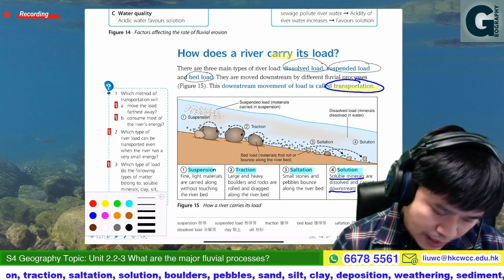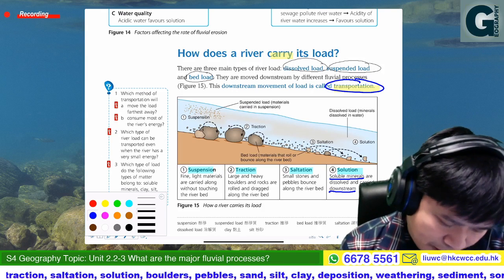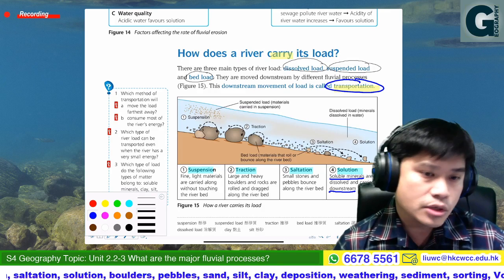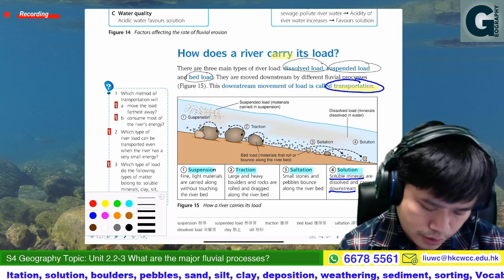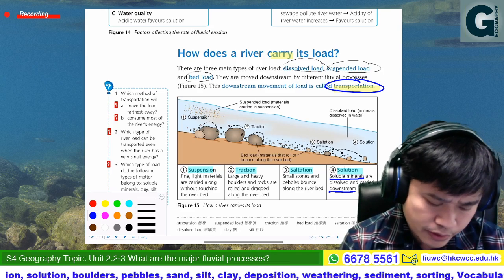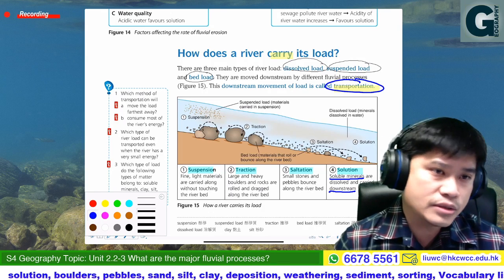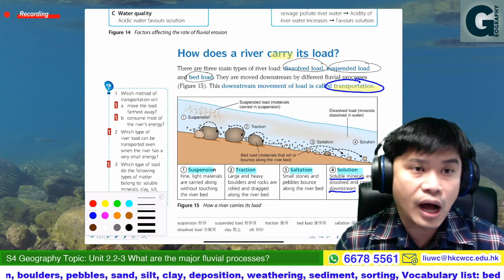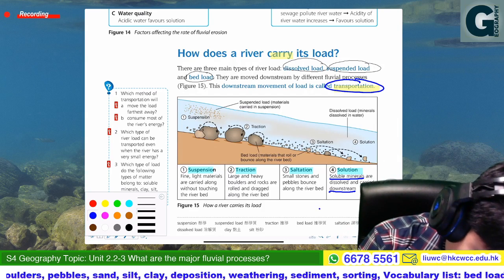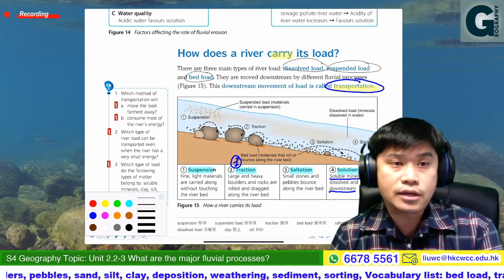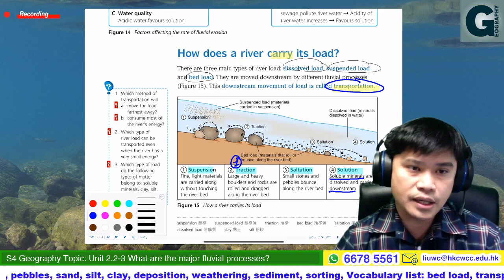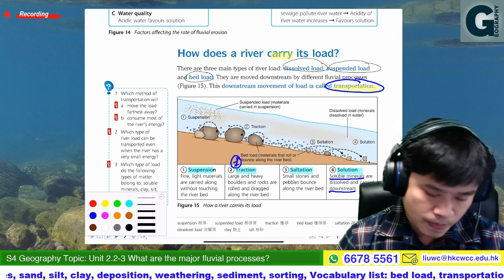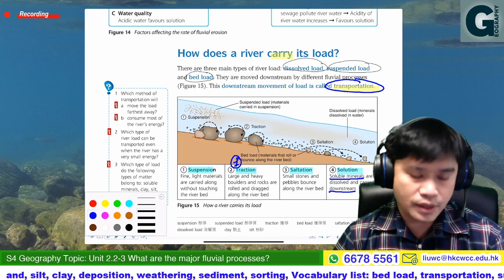The next three are called suspension, traction, and saltation. For this one, I'm not going to explain those processes according to the sequence in your textbook. I would talk about traction first. After my explanation, you will know why I have that kind of sequence.